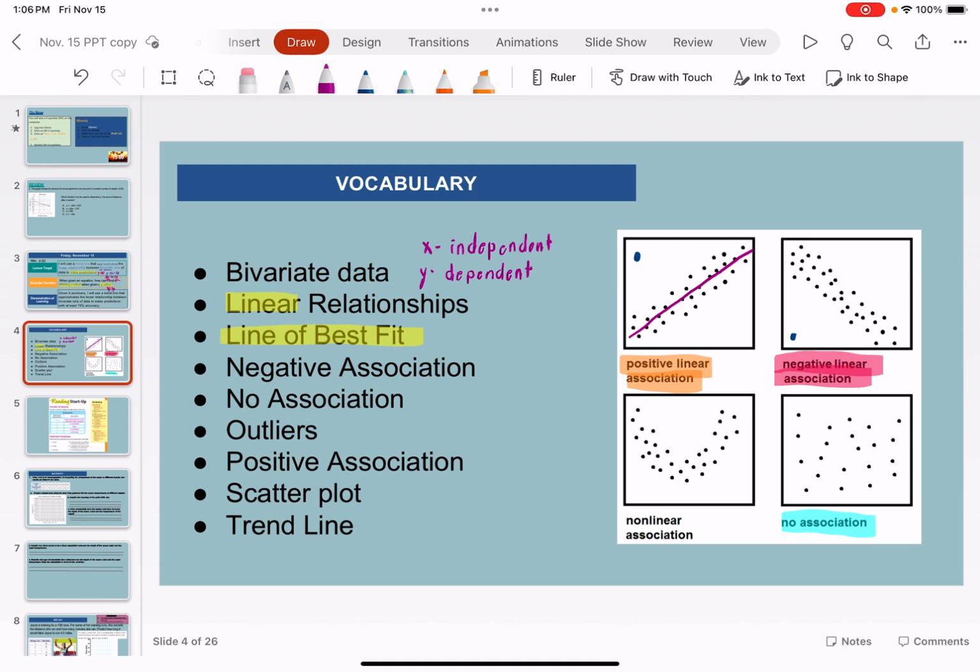So this line of best fit for positive and negative is considered a trend line, but just know that this right here for nonlinear association is also considered a trend line. This is not considered a line of best fit because it is not a straight line. It is a line, it's a curved line. Okay, so now we have our activity.